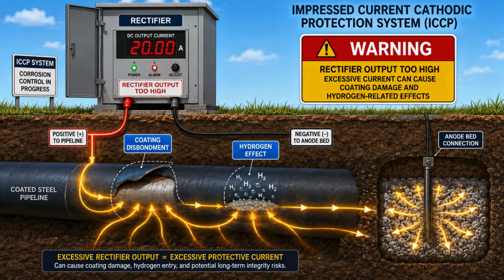Another important point. More current is not always better. Cathodic protection must be controlled. Too little protection may allow corrosion, but too much protection can create other problems. For example, excessive cathodic protection may contribute to coating disbondment or hydrogen-related issues in some materials and environments. So CP design is not just about turning the rectifier as high as possible. It is about applying the correct amount of protection. That is why surveys, measurements, and engineering judgment are important.